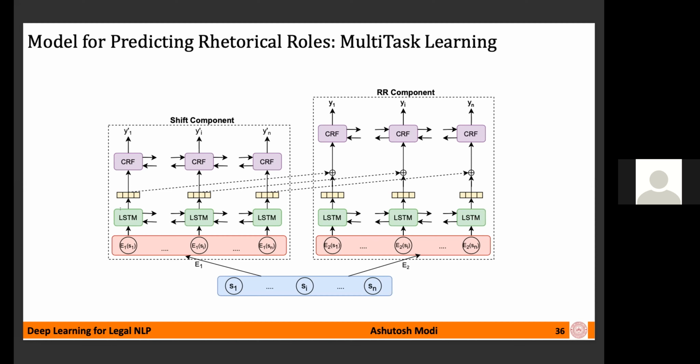So for the shift prediction part, we fed the input sentences to both the components. You have sentences S1 to Sn, which are fed in, and then we obtain some kind of representation for each of the sentences using a sentence BERT architecture. And these are fed to a BiLSTM architecture. And then on top of that, we have a conditional random field based architecture, which gives a sequence prediction for shift. Basically, at every position, we have a binary prediction, which tells whether there is a shift or not a shift at this particular sentence.